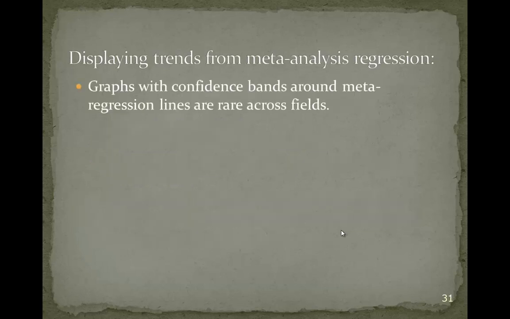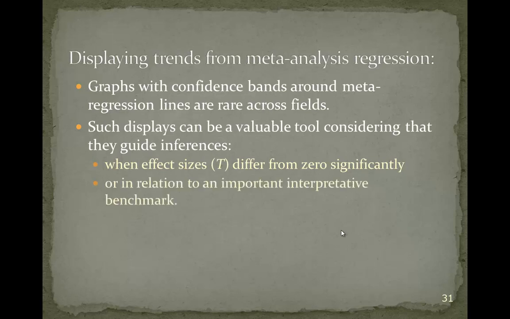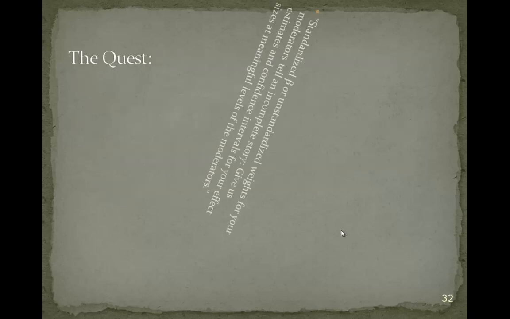So here's where we're going. The way you would display trends from meta-analysis regression, or meta-regression, is that you might show a graph with confidence bands around the meta-regression line. And that's actually rather rare across all fields. But we would argue that such displays can be a valuable tool, considering that they guide inferences about when effect sizes differ from zero significantly, classic statistical significance testing, but also in relation to important interpretive benchmarks when they're available.